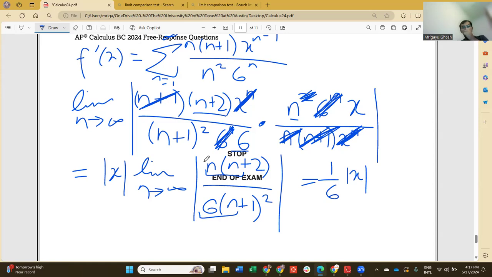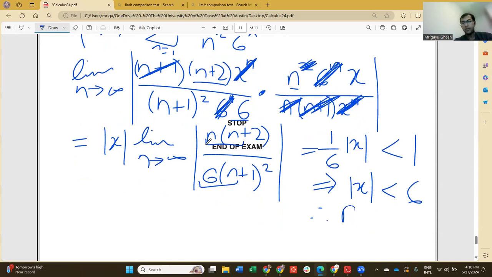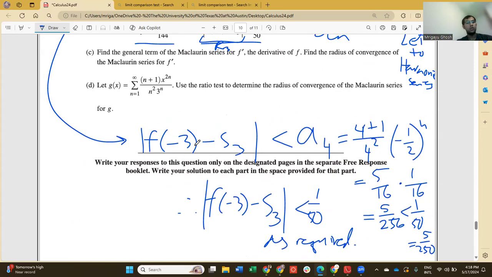And we know that this has to be, by the ratio test, just like in a geometric series, the ratio has to be less than 1. So that means that our absolute value of x must be less than 6. Therefore, our radius of convergence is 6. Again, I really hope I haven't made a mistake. If I have, please do let me know.